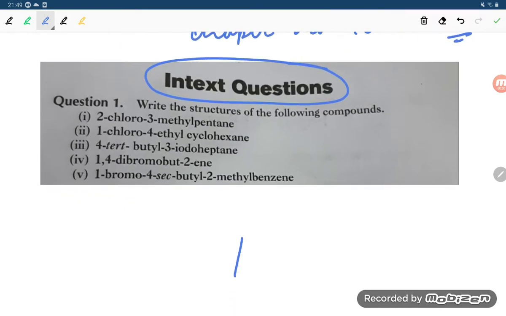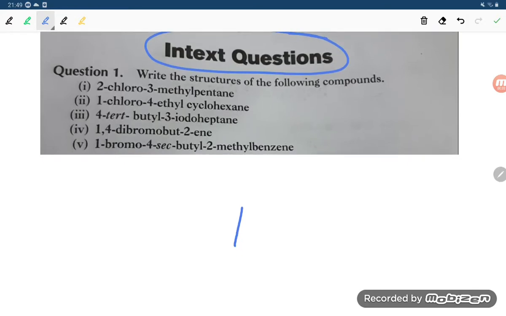So students, let us write down what the question is. Write the structure of the following compounds. We have to write the structure of the following compound. So how can you write the structure of the following compound? Let us see what the compound is, students. Question number one: 2-chloro-3-methylpentane.